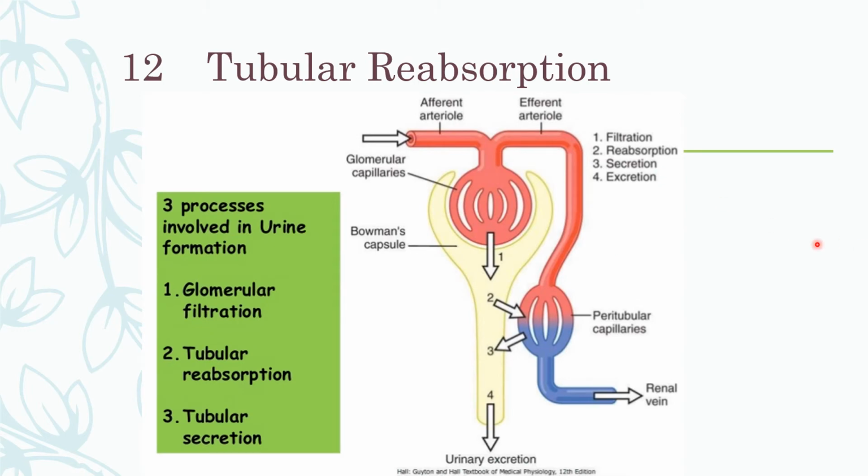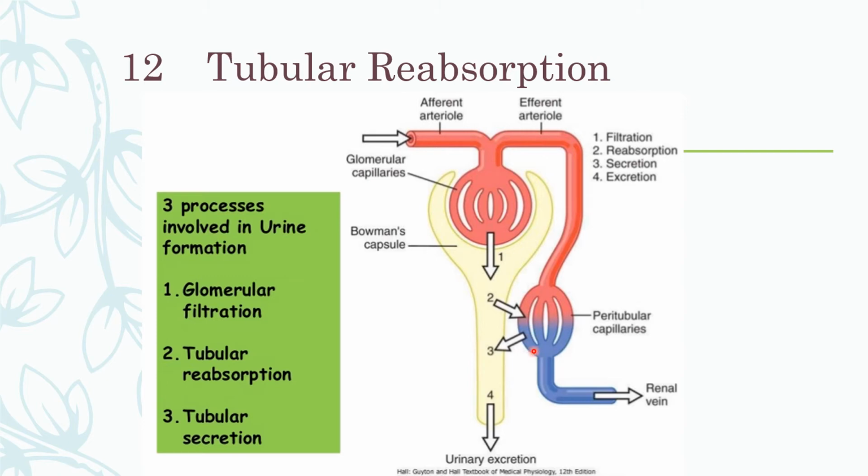Next thing that can happen is known as tubular reabsorption. So again, notice here the movement from glomerular capillaries into Bowman's capsule was known as filtration. The next step that we are going to look at is known as tubular reabsorption, and tubular reabsorption involves us moving that filtrate from inside of the nephron into the peritubular capillaries.